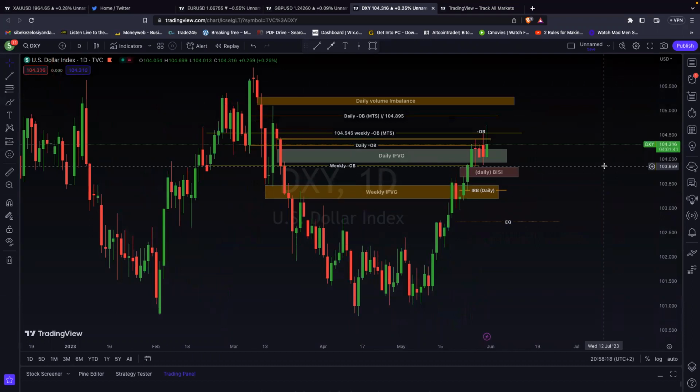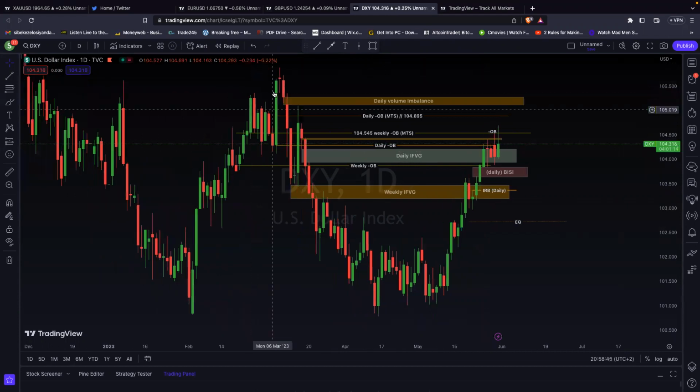Okay, so this is today's candle, right? I'm on daily. So we opened low, and then we went up and up again. And then we hit that weekly bearish order block main threshold. This candle here.